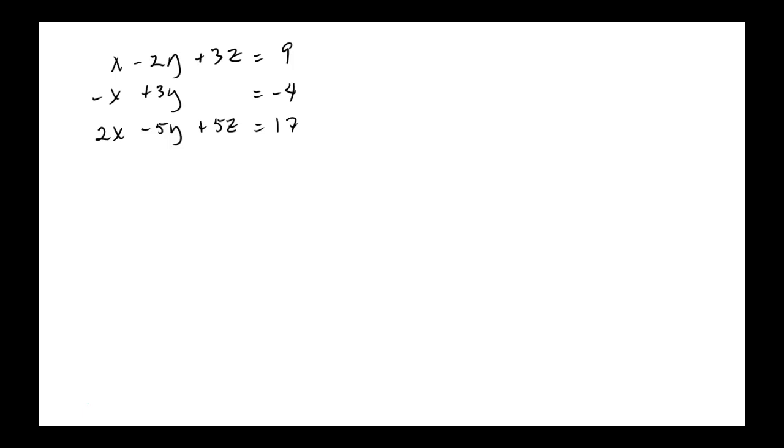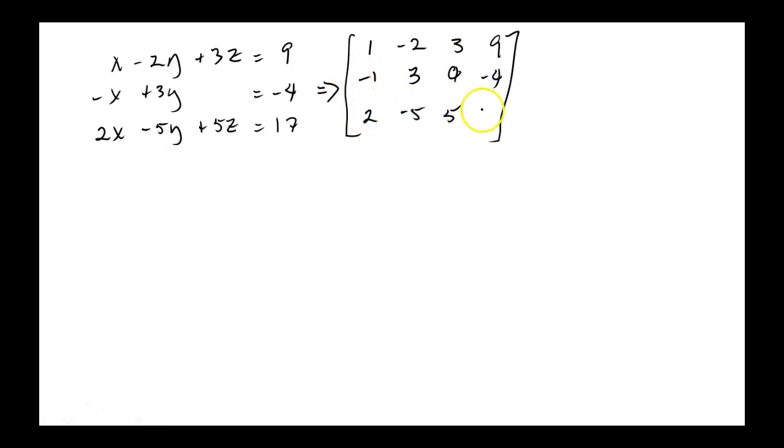First thing we're going to do is write it as a matrix, augmented matrix. So what will that be? Help me. 1, minus 2, 3, 9. Next. Minus 1, 3, 0, negative 4. Next. 2, negative 5, 5, 17.